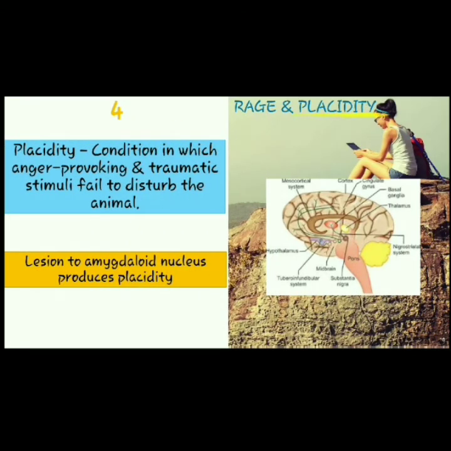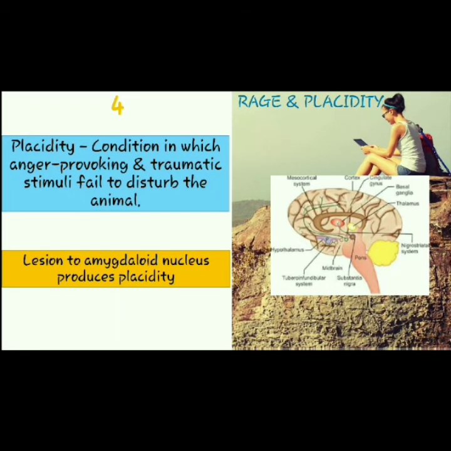Coming to placidity. What is placidity? It is a condition in which anger-provoking and traumatic stimuli fail to disturb the animal. So, what happens in our brain? When do we have placidity? Yes, we have placidity if there is a lesion in the amygdaloid nucleus.